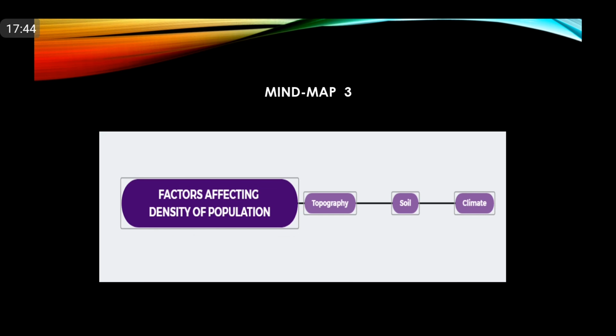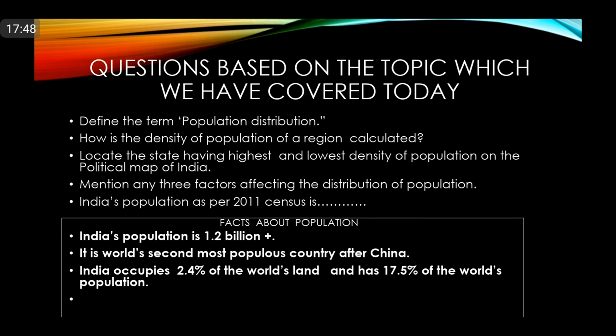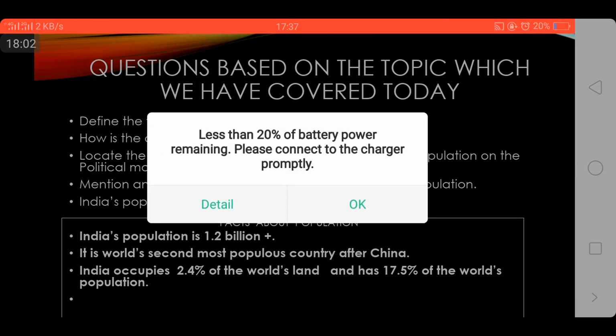That's all for today. We have taken three topics: distribution of population, factors affecting distribution of population, and census and density of population, in which we covered what density of population is and the factors affecting the density of population. Tomorrow we will discuss the types of density of population.